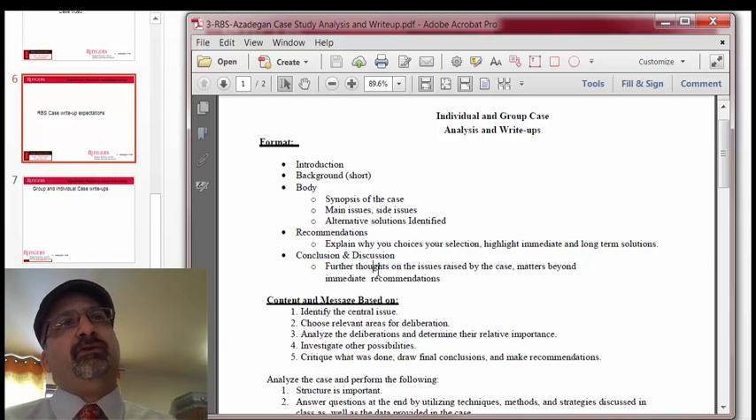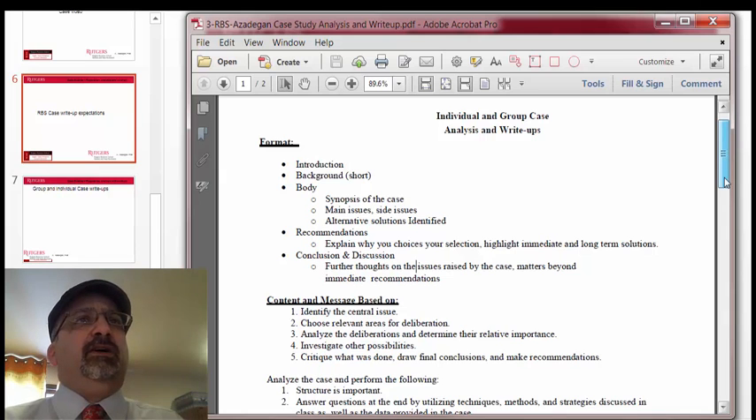And then you want to conclude with further thoughts on the issue. Can we generalize this to other situations? What are the matters beyond these immediate recommendations?